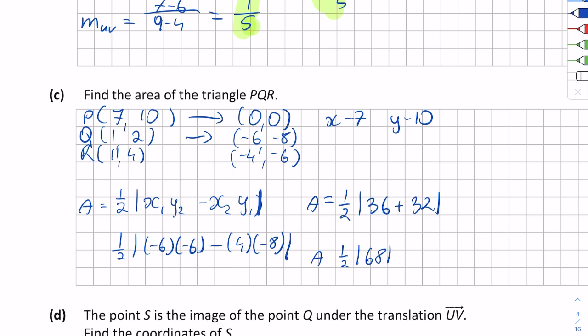Because the value in the absolute value is positive, we can simply remove the absolute value brackets and get that area equals 34 square units.